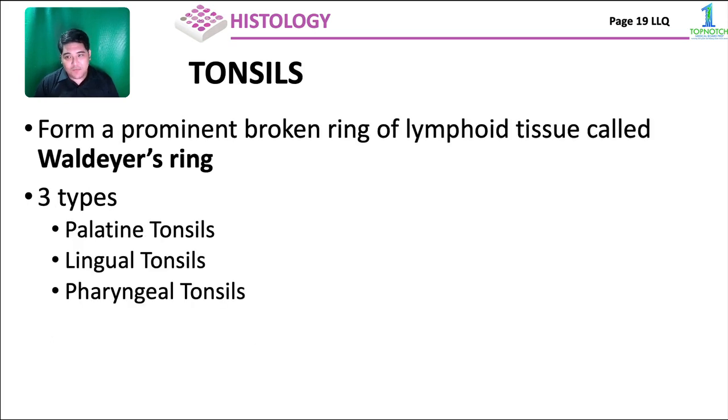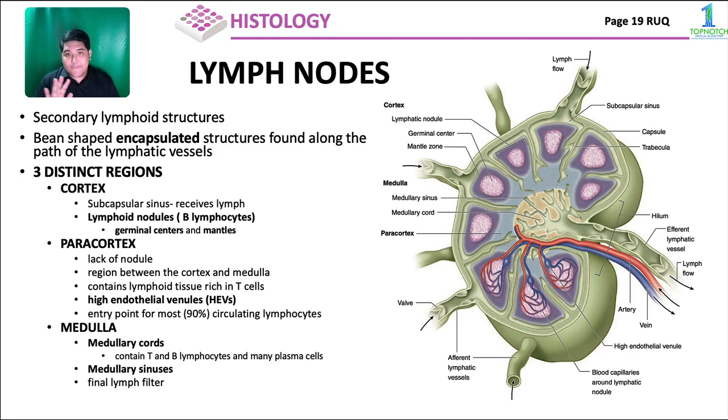Now let's discuss it one by one, like your tonsils. Earlier, sa anatomy nyo, na-discuss na yung tonsils. Now, you have here your lymphoid tissue collection, your Waldeyer's ring. There are three types. There are palatine tonsils, your lingual tonsils, and your pharyngeal tonsils. I want you to focus more here sa lymph nodes kasi marami ang nalilito dito.